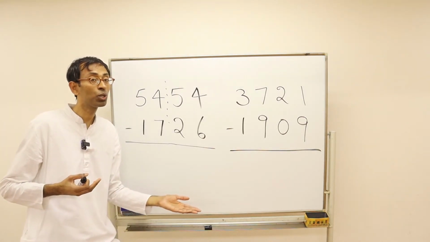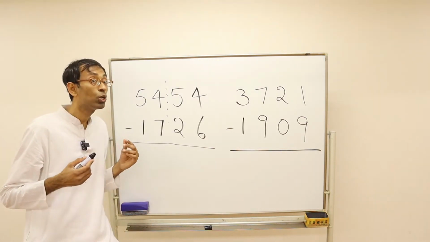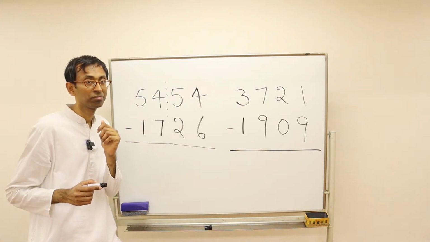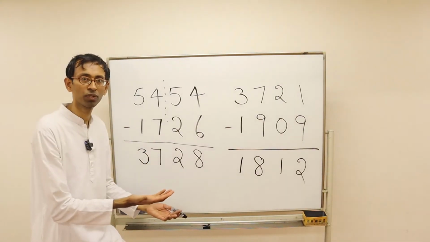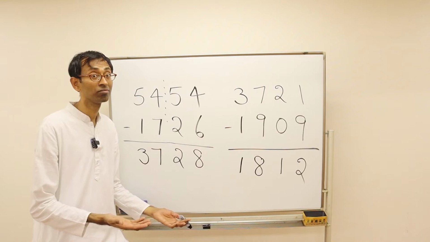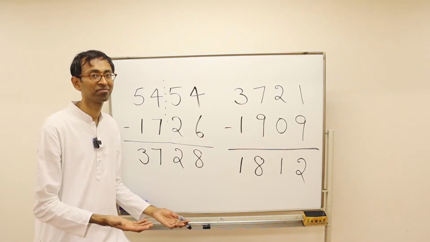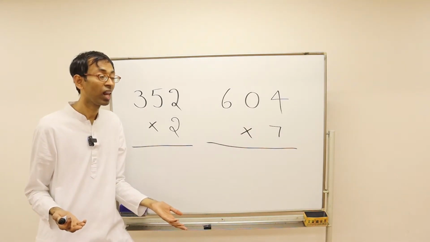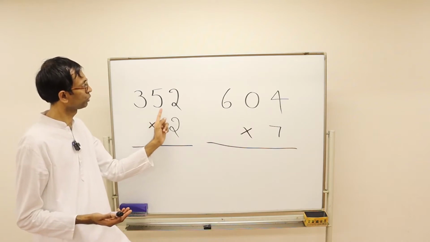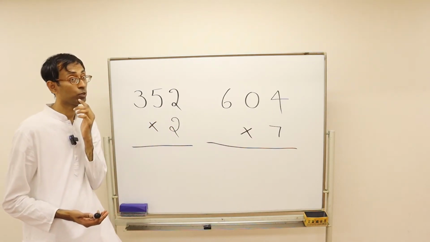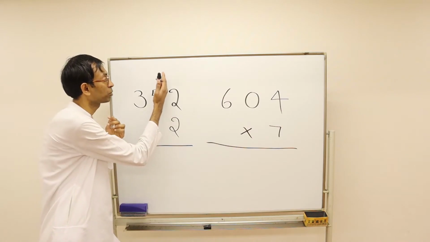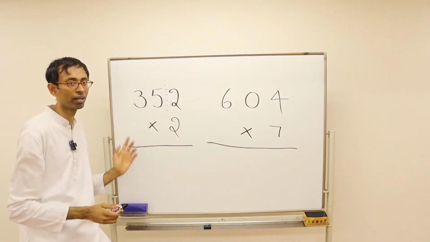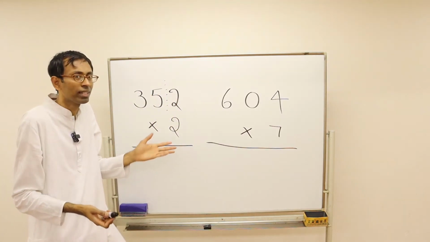Same here. Okay, now pause the video and do the subtractions using number splitting by yourself. Here are the answers for you. Did you get them right? We can use number splitting for multiplication problems as well. Okay, suppose we have 352 times 2. Where can we split this problem? Can we split here? If we split here, there should be no carry from this part to this part. 2 times 2 is a 4. Oh, okay, there is no carry.